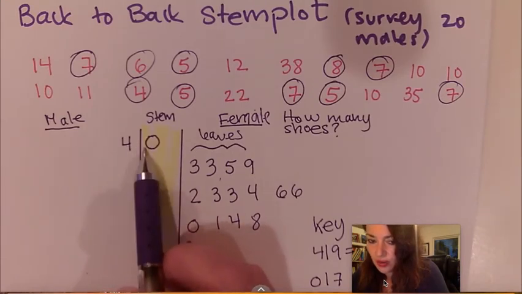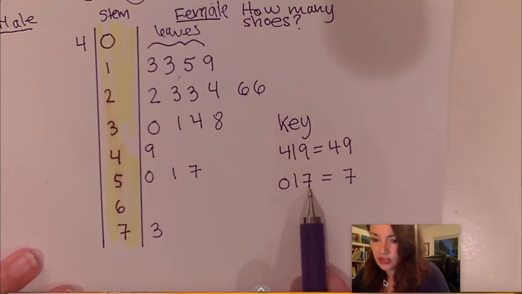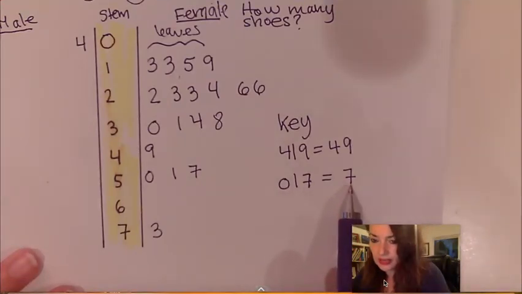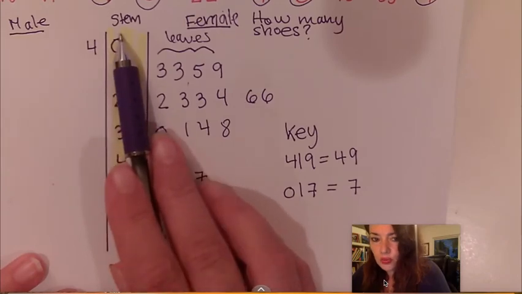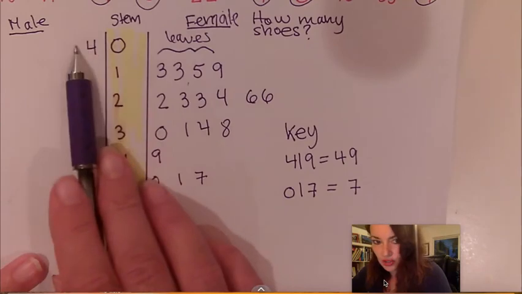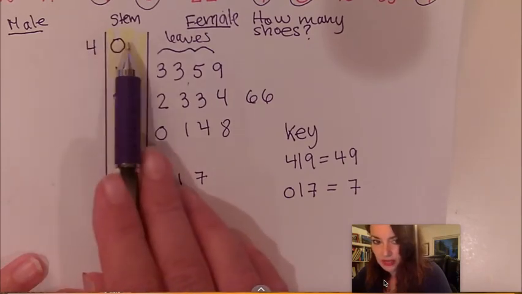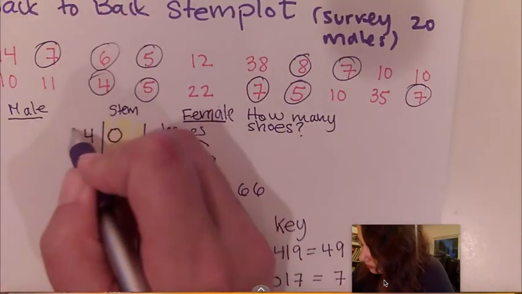This is not 40 because if you look at this, it says 0/7 represents 7. Now, why is this not 40? Because we read with the stem first and then the leaves branch out. So we're going from the stem first and out. So this represents 4. 4, 5.